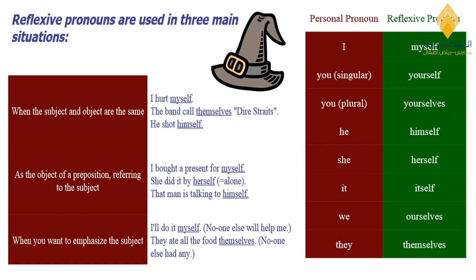Look at this table. We have a group of personal pronouns and the reflexive pronouns. I, myself; you, singular, yourself; you, plural, yourselves; he, himself; she, herself; it, itself; we, ourselves; they, themselves.